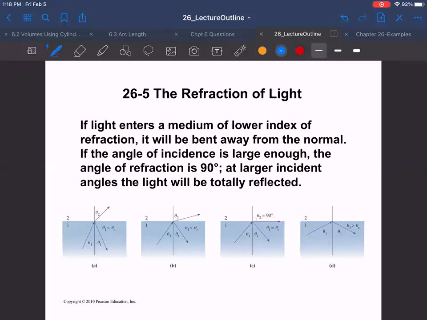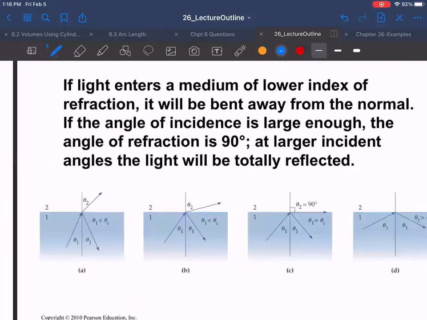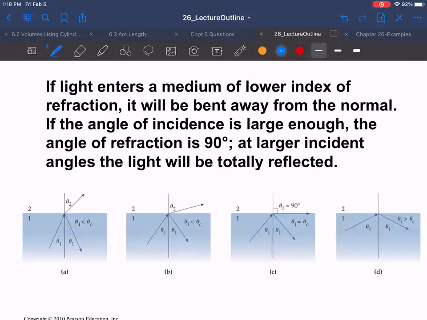If light enters a medium of lower index of refraction, it will be bent away from the normal, because entering a lower index means you're entering a higher speed. So going from low speed to high speed bends away from the normal. If the angle of incidence is large enough, the angle of refraction is 90 degrees. At larger incident angles, it will be totally reflected. This is what is called total internal reflection, where you get a critical angle.